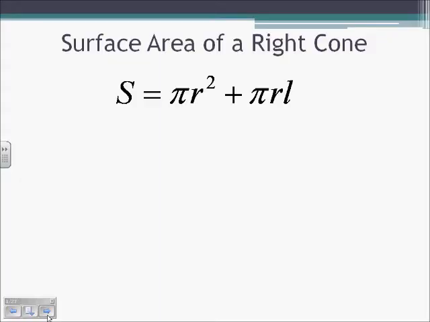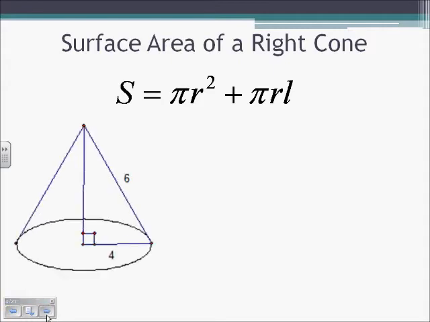Surface area of a right cone. Here we would have a picture of a right cone, very similar to pyramids, except we have a circle for a base. So the surface area here is going to be pi r squared, that's the area of our base, plus pi times r times our slant height.